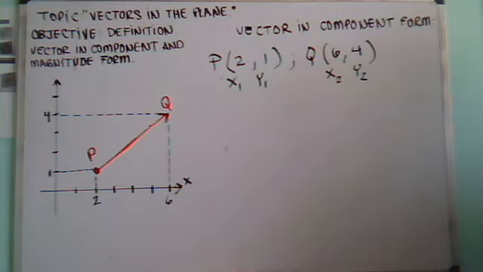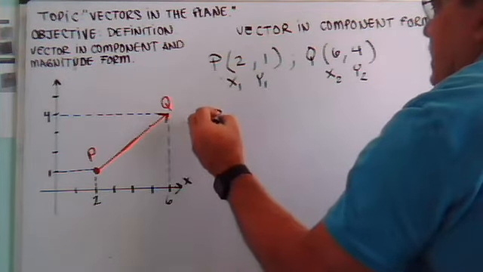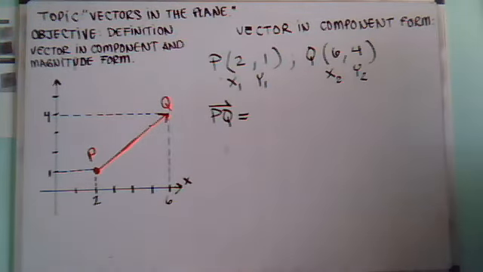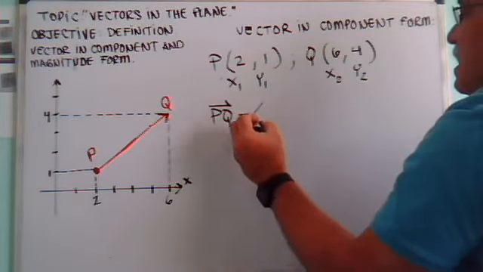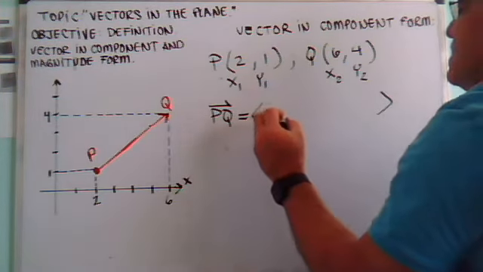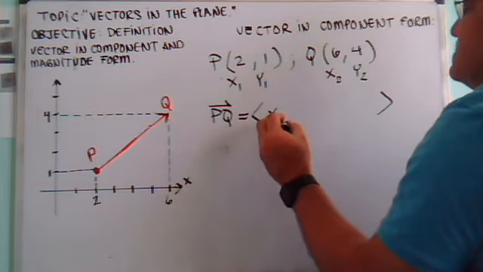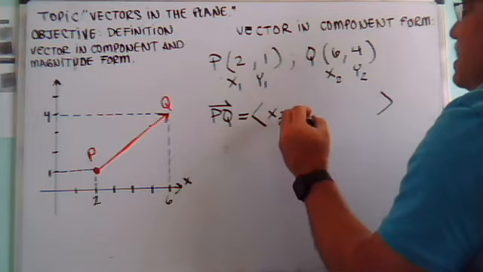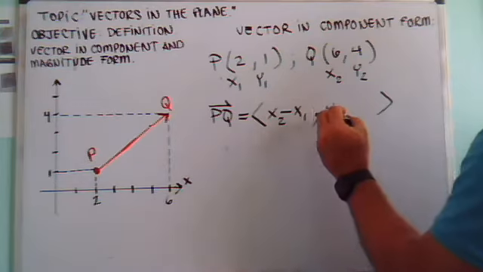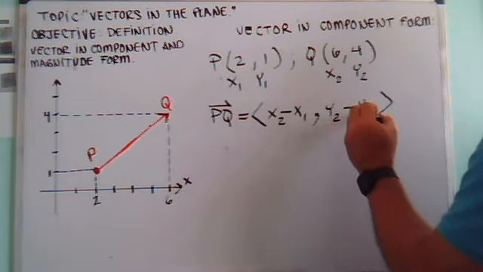Now we are going to write the component form. So vector PQ, that is the direction of the vector, equals, and now we are going to use angle brackets. No brackets, no parentheses, no braces, angle brackets. Inside the angle brackets, we have the horizontal distance, x sub 2 minus x sub 1, comma, the vertical distance, y sub 2 minus y sub 1.